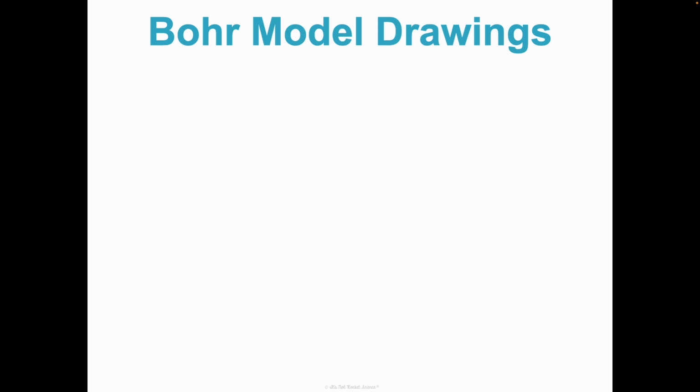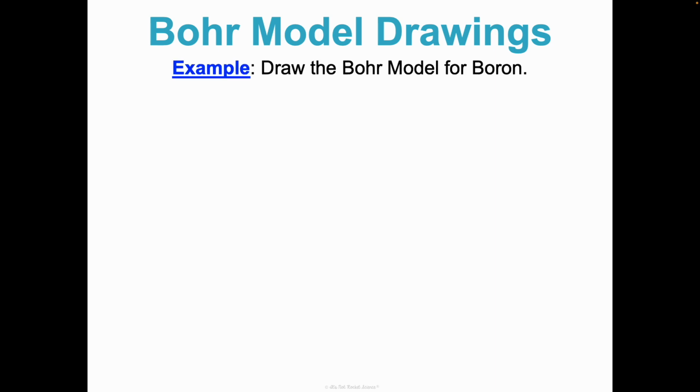Okay, let's do an example before we do a lot of this in class. Draw the Bohr model for boron. So first, we have our nucleus. We have to determine how many protons are in it. That's going to be based on the element's atomic number on the periodic table. Boron is number 5, so it has 5 protons in its nucleus.